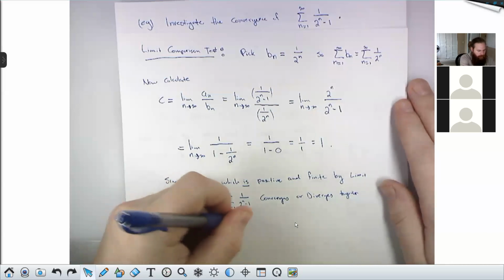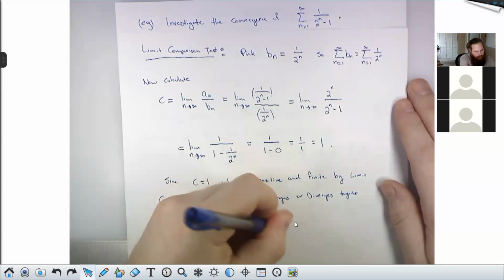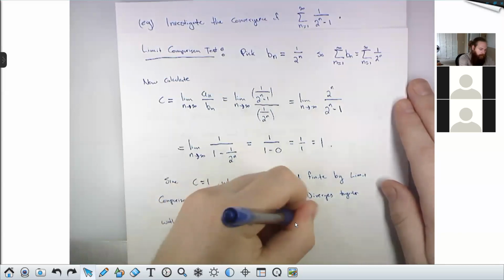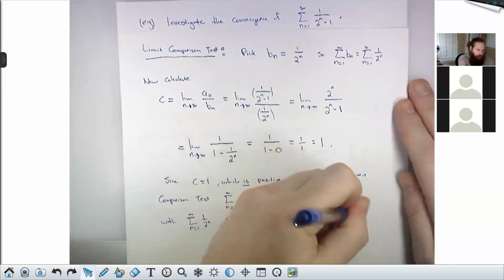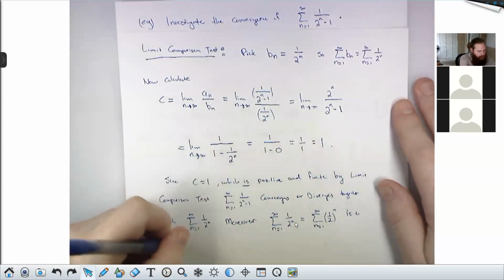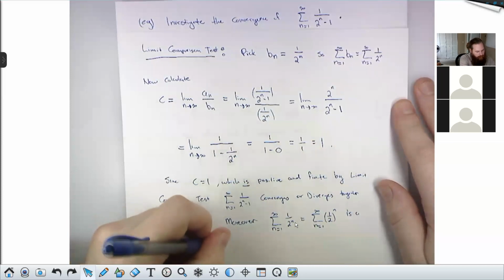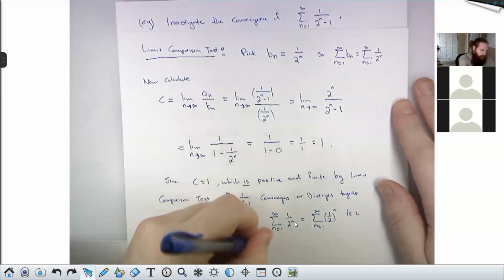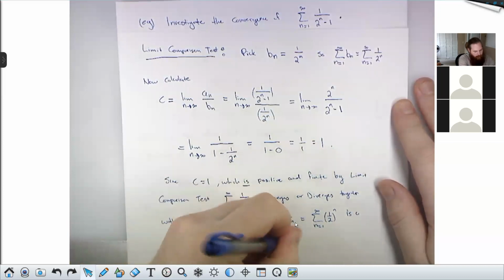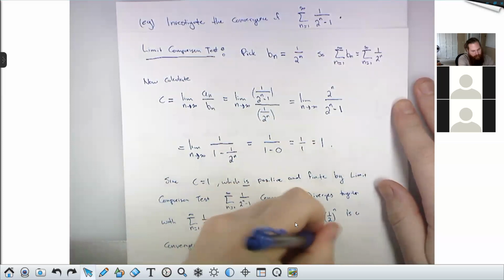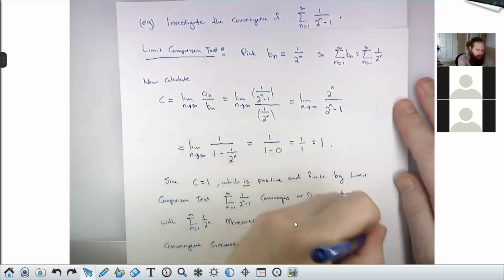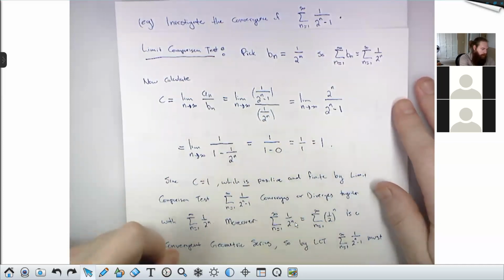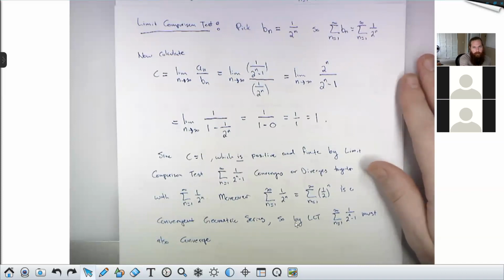Moreover, sigma n from 1 to infinity 1 over 2 to the n is a convergent geometric series, so by LCT, sigma n from 1 to infinity 1 over 2 to the n minus 1 must also converge. Okay, so you're going to have to think about this a little bit.